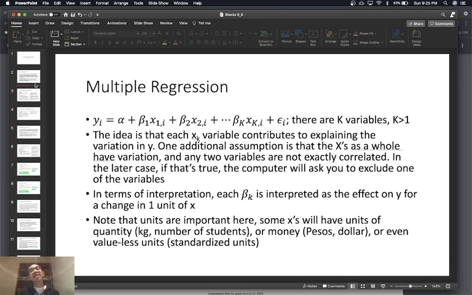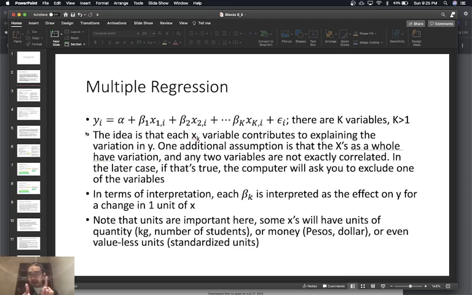Okay, so multiple regression is kind of like simple OLS, simple regression, except that instead of one independent variable, there are k potentially, or k is greater than 1, right? If it were equal to 1, it would be just the simple OLS, right? Now the idea is that each xk variable contributes to explaining the variation in y. One additional assumption here, now that you have multiple x's, is that the x's as a whole have variation and no two variables are exactly correlated. If this is the case, the computer will ask you to exclude one of the variables. Right? It also makes sense logically.